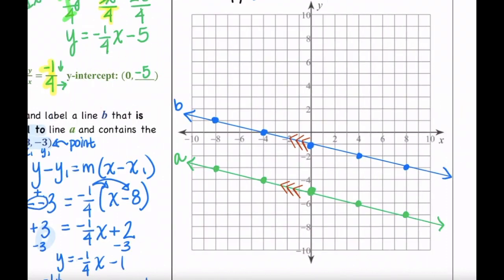So starting at 0, 3, my slope is 4/1, meaning I'm going up 4, 1, 2, 3, 4, and to the right 1. And can't keep going, so now we're going to go down 4, 1, 2, 3, 4, and to the left 1, definitely intersecting line B. 2, 3, 4 to the left 1, and definitely intersecting line A. Graph those in a line and label this transversal T.